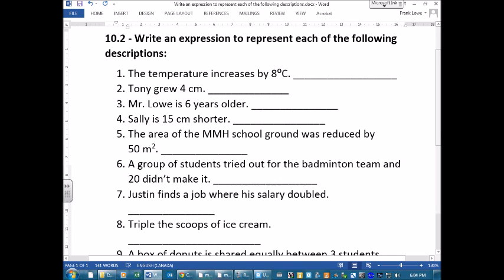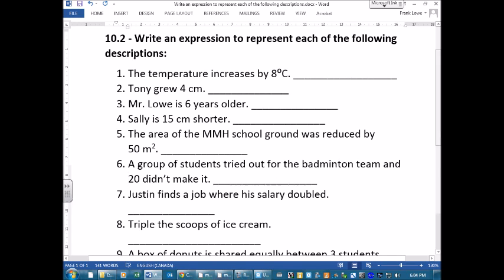And hopefully at some point we'll be able to take an expression and then create something written for it as well. But I'm going to introduce this to you so you have an idea of how this works, and then I'm going to let you practice these. This is very good practice. Okay, so this is writing an expression to represent each of the following descriptions, a written description.